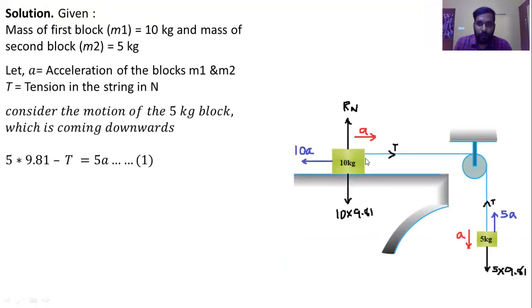Find the acceleration of blocks M1 and M2. There is only one string and the entire unit is considered as a single unit. T is the tension, and there is no friction acting on this surface, no frictional force. So you can move this 10 kilogram block by a single very minute force. In this case the 5 kilogram block is attached to the other end of the string. So definitely this 5 kilogram block is moving downwards and the 10 kilogram block is going rightwards.